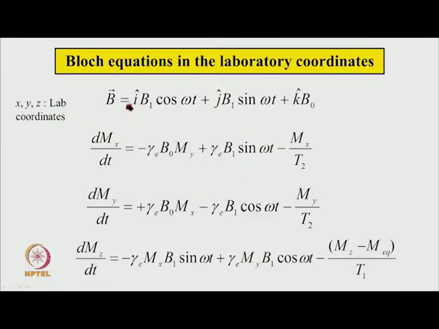Then the total magnetic field that the magnetization experiences is due to the external magnetic field B0 and the oscillating magnetic field, B1 cos omega t in the x component, B1 sin omega t in the y component. This is the total magnetic field. Then we get these 3 equations. Now, here small x, y and z are the laboratory fixed x, y, z coordinates, and in particular B0, the Zeeman field, is applied along the z direction.